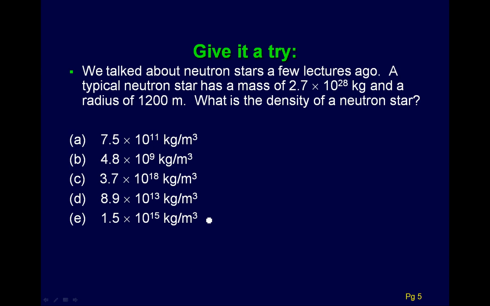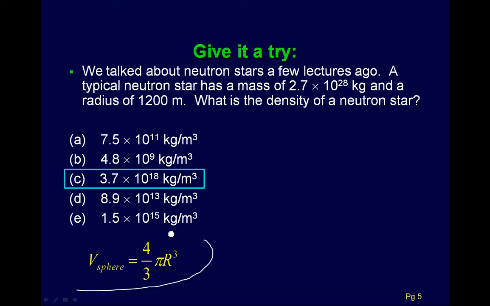We talked a little bit ago about neutron stars. A neutron star typically has a mass of this huge number, 2.7 times 10 to the 28 kilograms, and a radius of 1,200 meters. What is the density of a neutron star? For this, you might have to look up the volume of a sphere. Take a second and do this and see what you come out with. When I did this, I got this answer right here. Again, you need the volume of a sphere, which looks like this. For the radius, you would use 1,200, and basically you would divide the mass by that volume.